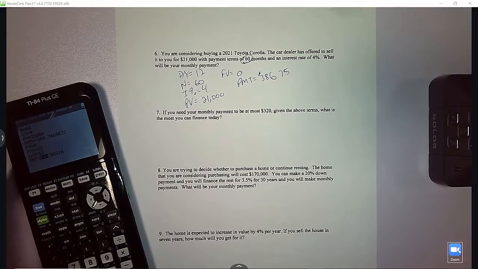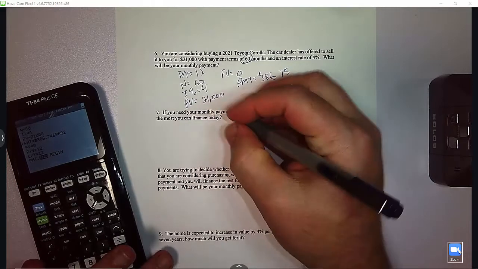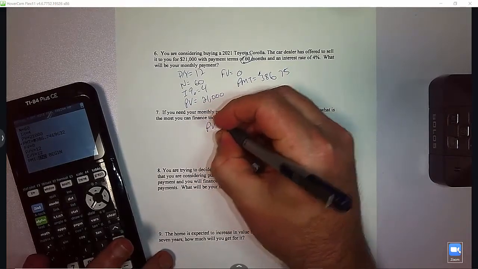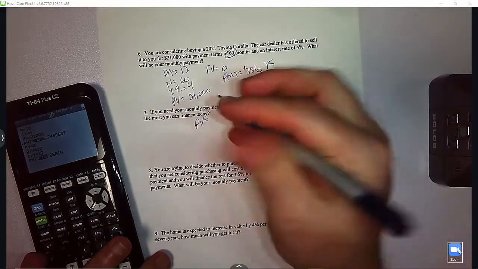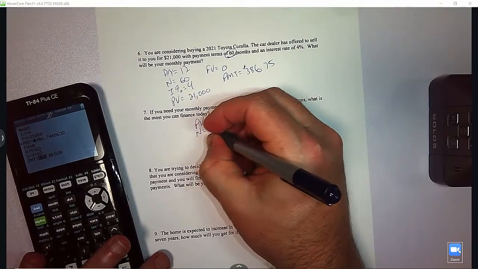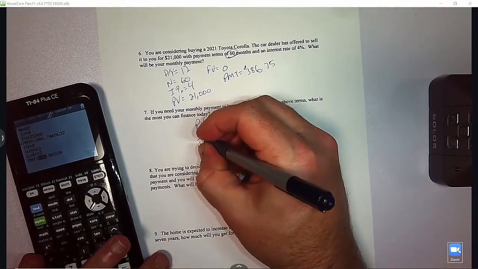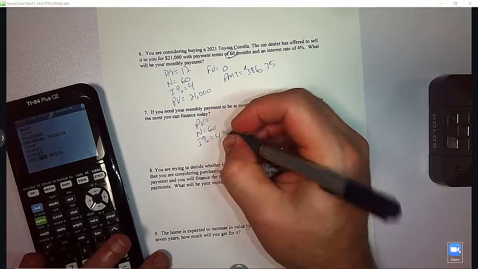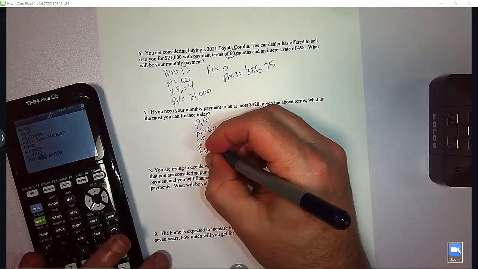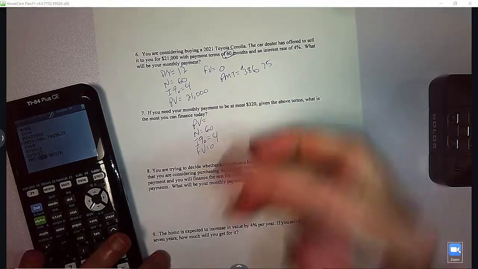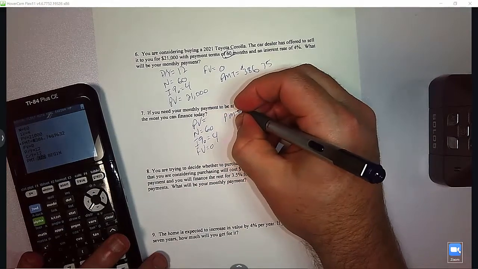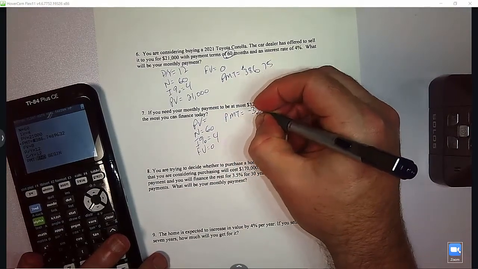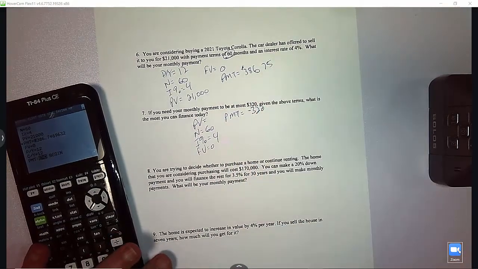What's the most we can finance today? So we're going to look at the present value. We're calculating the present value. And my inputs are the same terms. N is equal to 60. The interest rate is equal to 4%. My future value is equal to 0. Again, I'm paying the loan off. My payment is equal to negative 320 because it's the most I can pay every month.